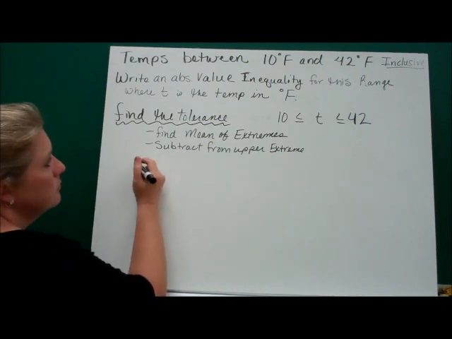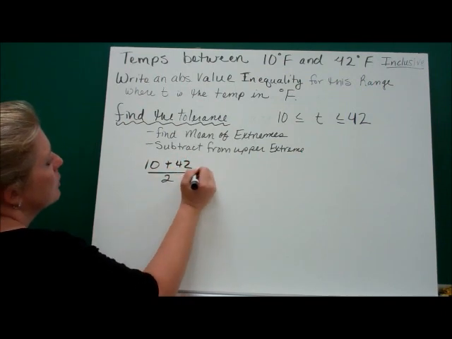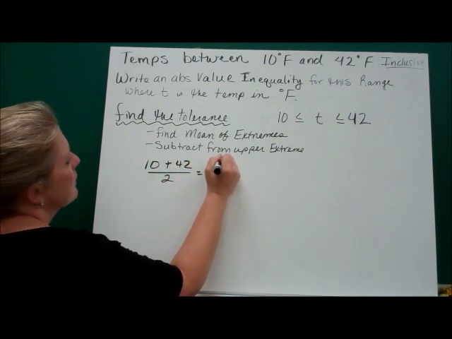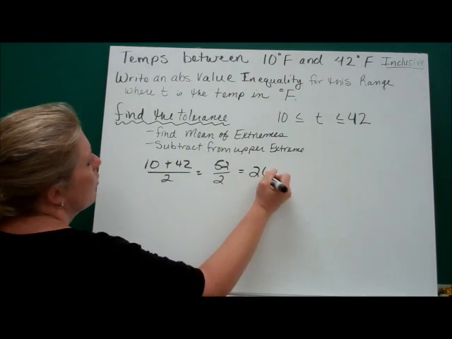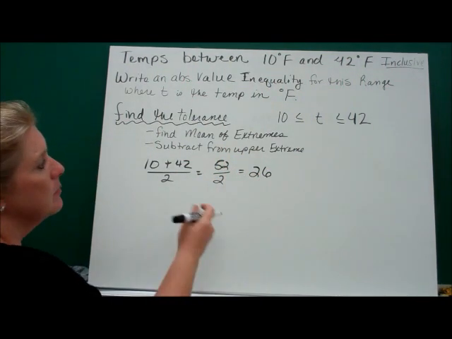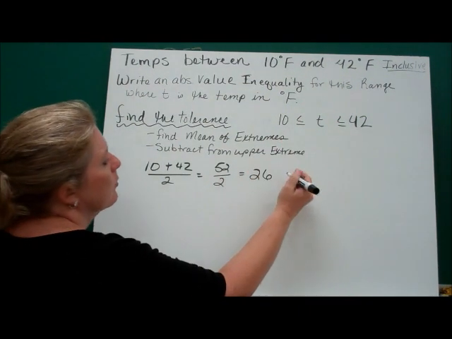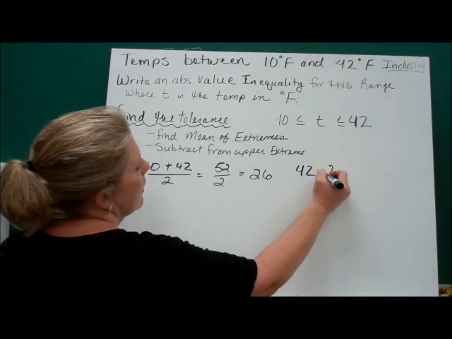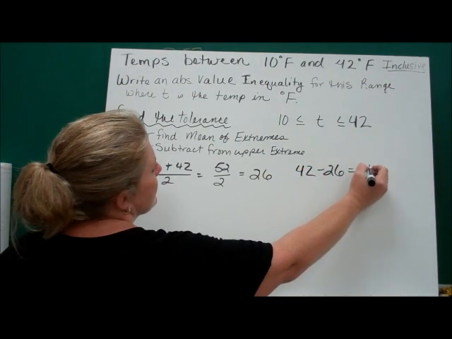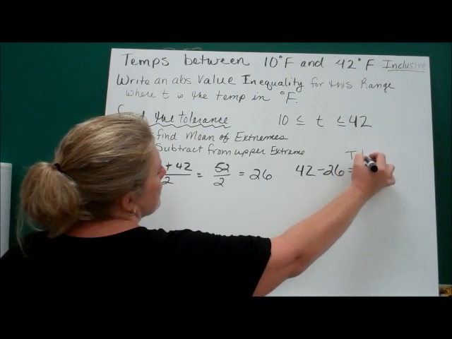So, we're going to take 10 plus 42 divided by 2, which is 52 divided by 2, which is 26. So 26 is the mean of our extremes. We're going to subtract it from the upper extreme, and our tolerance is going to be 42 minus 26 is 16. So this is our 16 degrees is our tolerance.